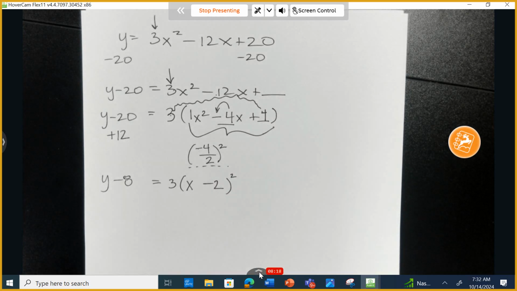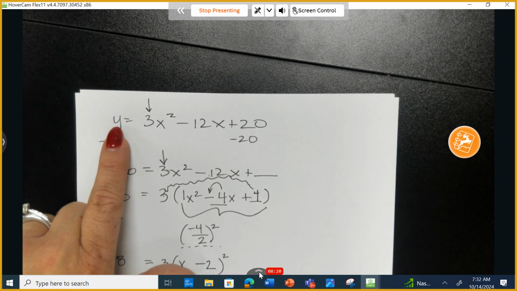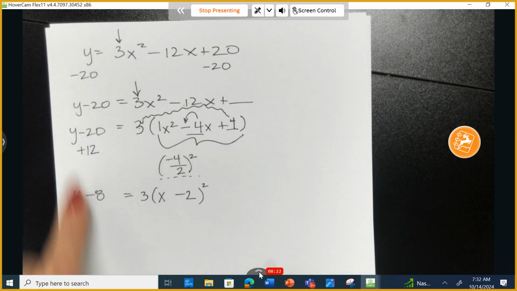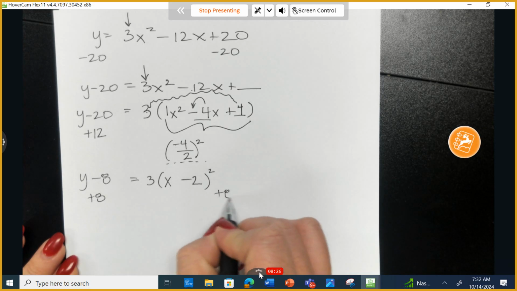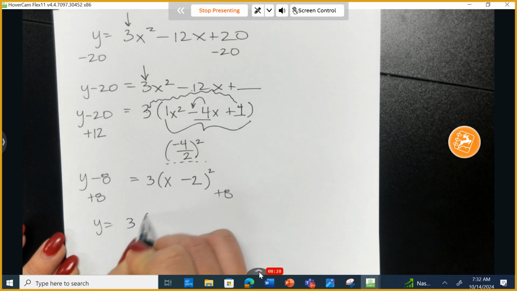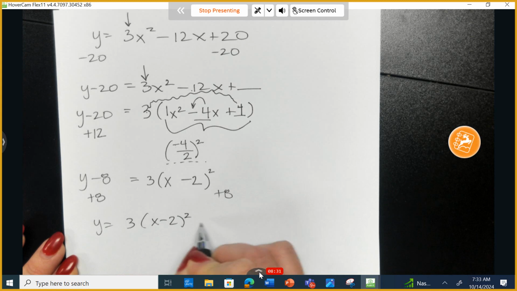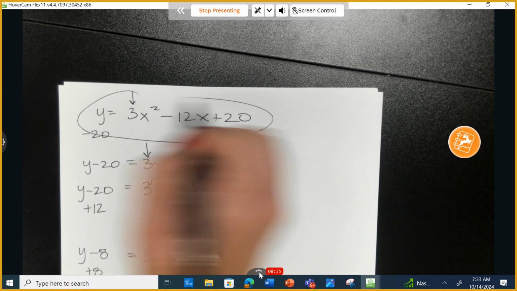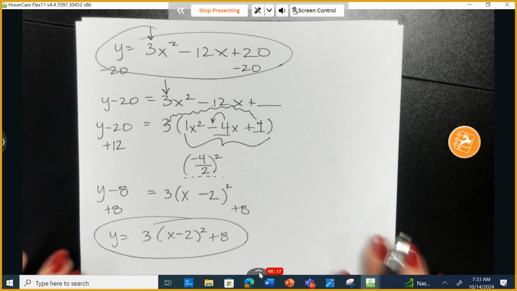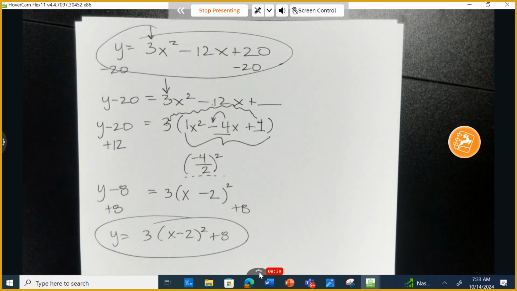My entire goal right now is to take a quadratic equation that's in standard form, and rewrite it in vertex form. So I'm going to add 8 to the right-hand side so that y is by itself. I have 3 times the quantity x minus 2, quantity squared, plus 8. If I graph this equation, it'd be the same thing as this original equation that was in standard form. This is vertex form, this is standard form.